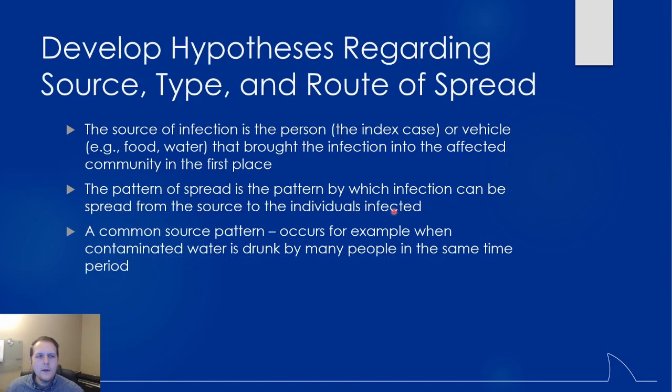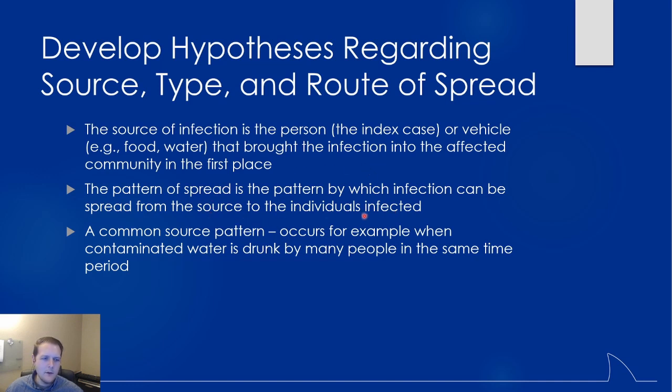So other things we can look at, when we're developing our hypotheses about the source, type, and route of spread, we want to know that the source of the infection is the person, typically the index case, or the vehicle of it. So whether it's food, water, whatever the case may be, we want to know what was bringing it together in those cases. And looking at the pattern of the spread is going to be how that infection can be spread from, say, source to the individuals that are going to be infected, right?